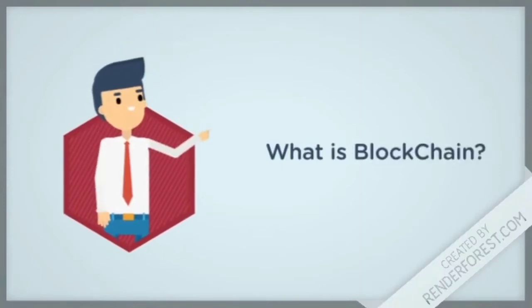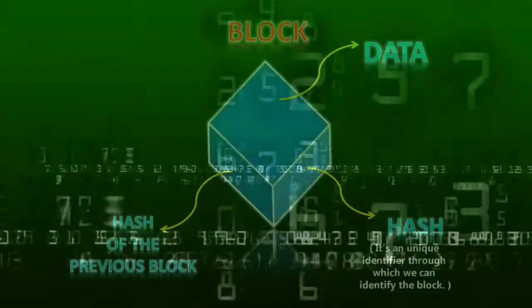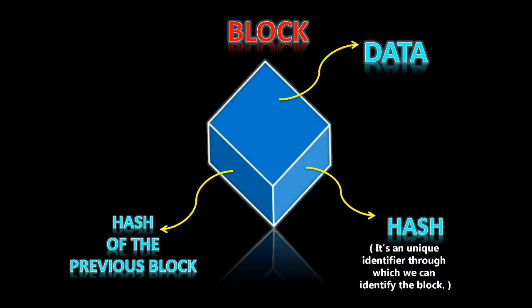What is blockchain? Blockchain was founded in 1991. Blockchain is the technology that allows any participant in the network to see the one system of ledger. It stores data in blocks which are connected to each other, making a chain of blocks. In the block, it has data, hash, and the hash of the previous block. Hash is nothing, it is a unique identifier through which we can identify the block.